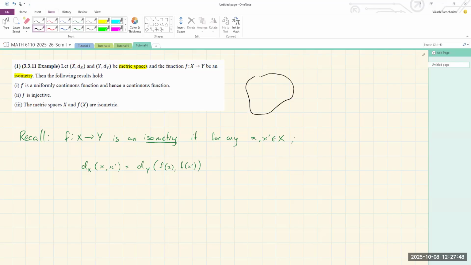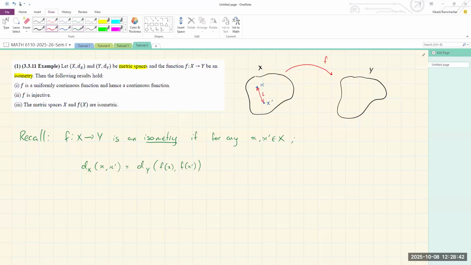The way we could visualize this is, this is a metric space X, and this is a metric space Y. And if we have a function f between them, if this function is an isometry, then for any two points in X, so this one and this one, the distance between them, let's say it's L.